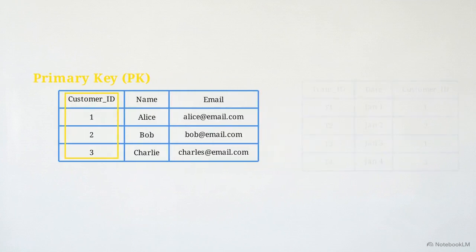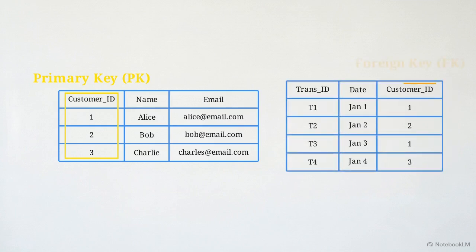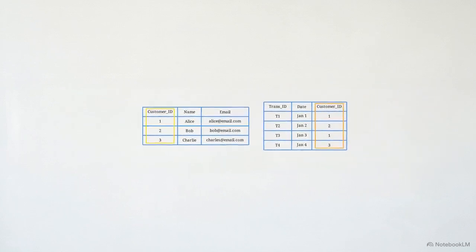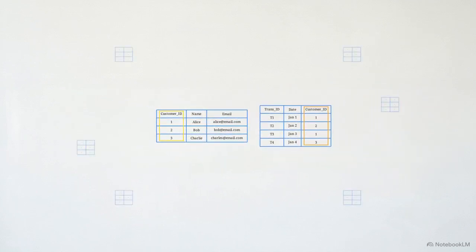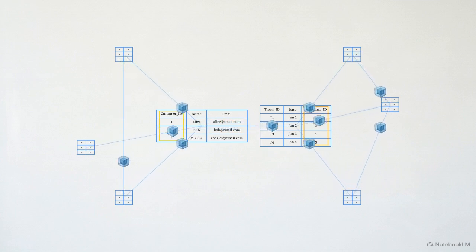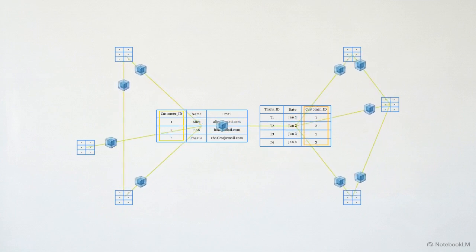Then we have the foreign key. This is a column in a second table that points directly back to the primary key of the first table, establishing the actual relationship between the two grids. These primary and foreign keys provide the essential wiring. They allow separated, highly specific tables to communicate and function seamlessly as a single coherent system.